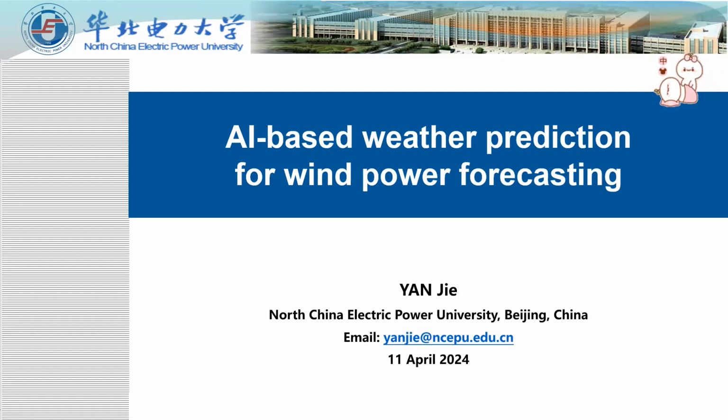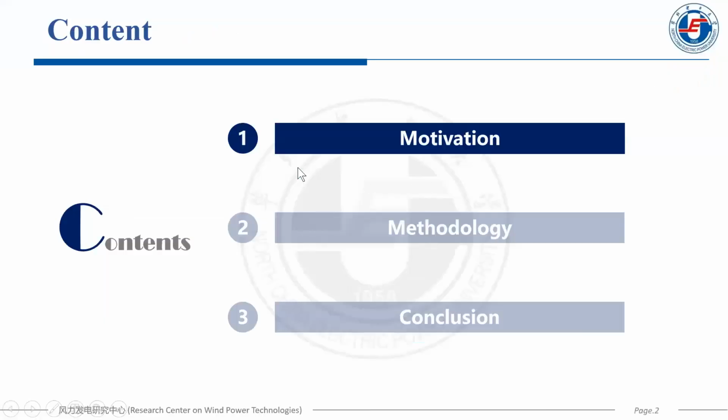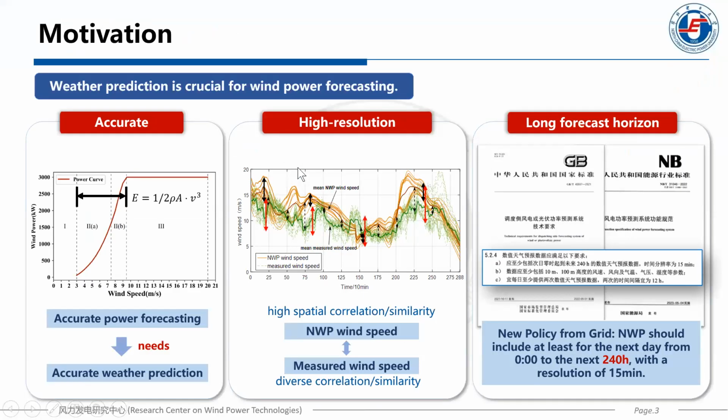My topic today is AI-based weather prediction for wind power forecasting. So it will be mainly on wind prediction. We all know that wind speed prediction and wind direction prediction are very important for every scale of power forecasting, not only because of the accuracy here.